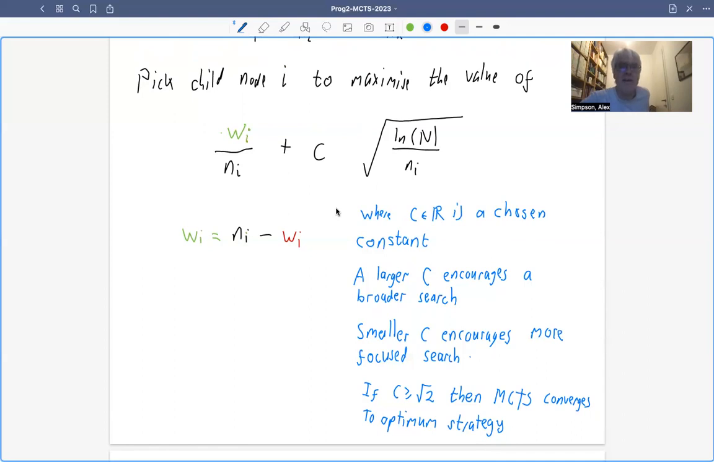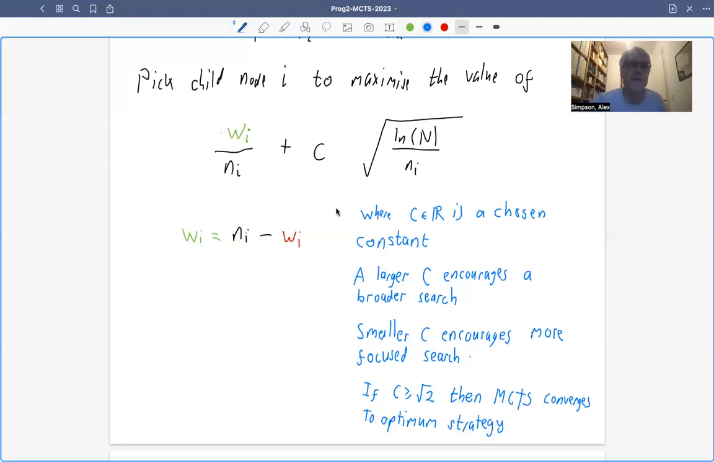So C being the square root of 2 is recommended, but you can tune that in practice. You can try higher numbers, and even lower numbers, and see what works best. I didn't notice that much difference when I changed the values of C by some factors. So I've stuck with the square root of 2 in my implementation.